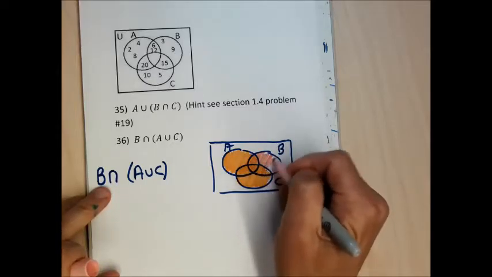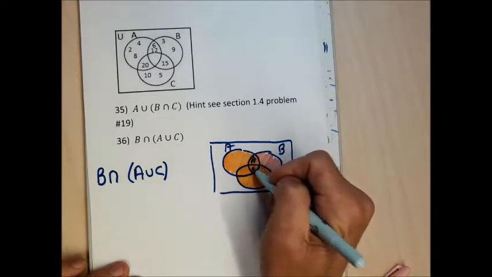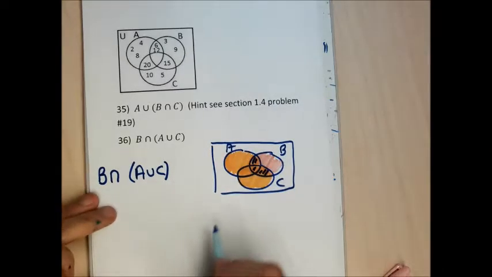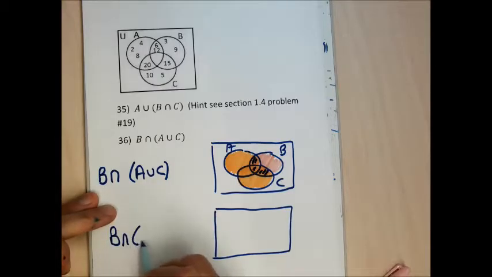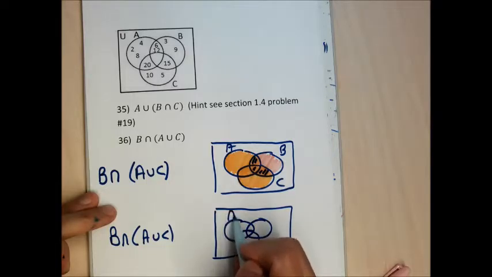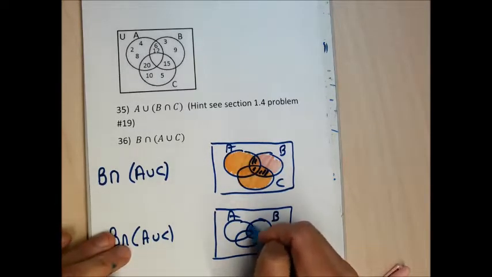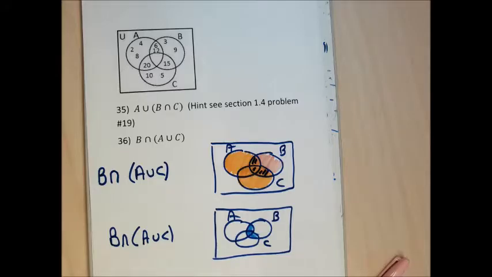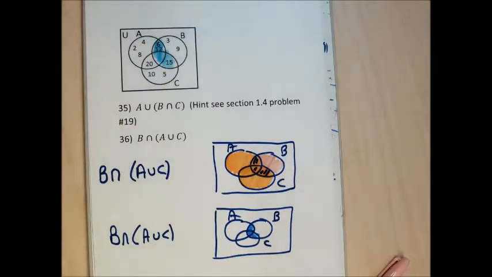And the regions where I have both shadings, it looks like this region right here, this region right there, and that region right there, are the regions I have both shadings. Those are the regions that are going to be in the final shading for B intersection A union C. So I'm going to transfer that to my drawing. And my answer for problem 36 is going to be 6, 12, and 15.